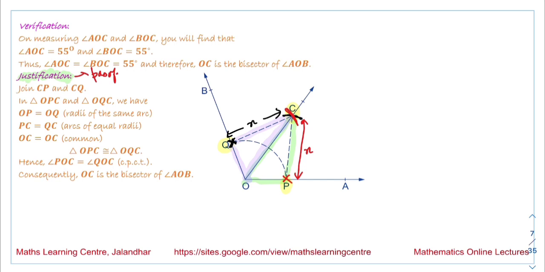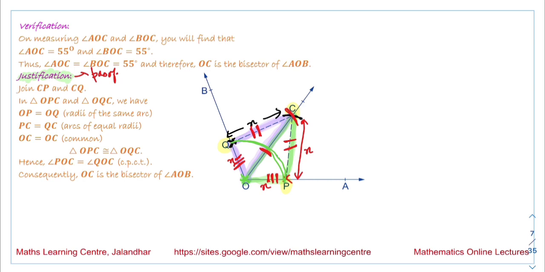The second thing we have is the first step that we did: we kept the compass at point O and marked this arc QP. It means this length is x and this length is also x. So if we look at these triangles, OCQ and the second triangle OCP, in both these triangles these sides are equal to each other, these sides are equal to each other, and this side is the common side.